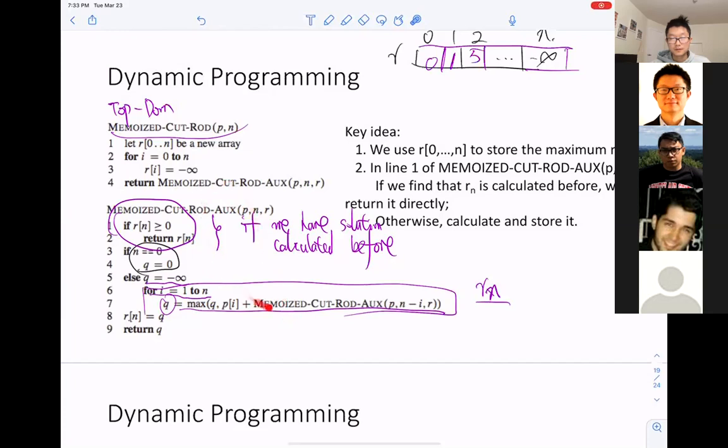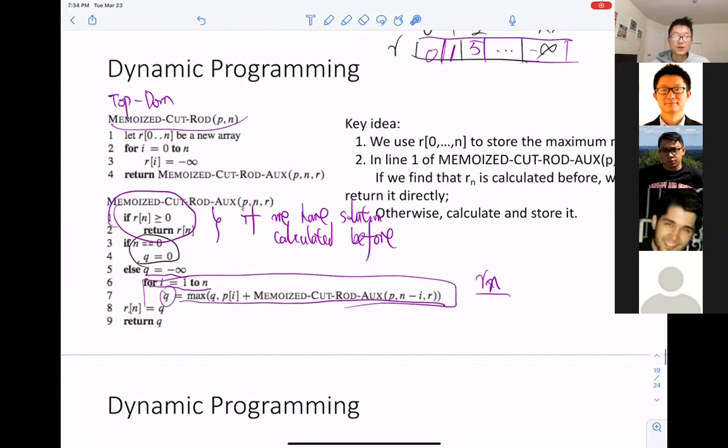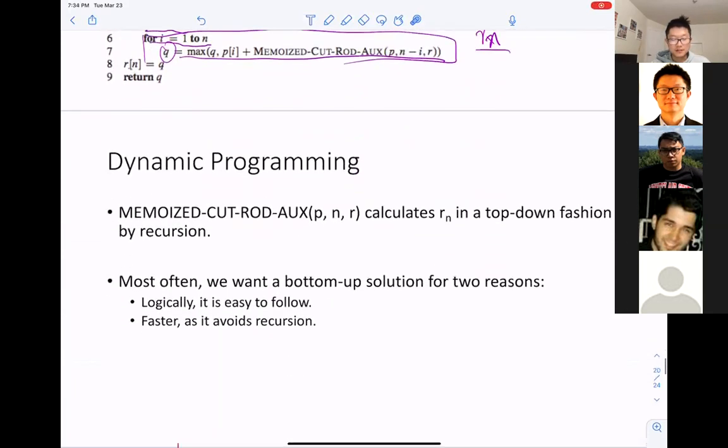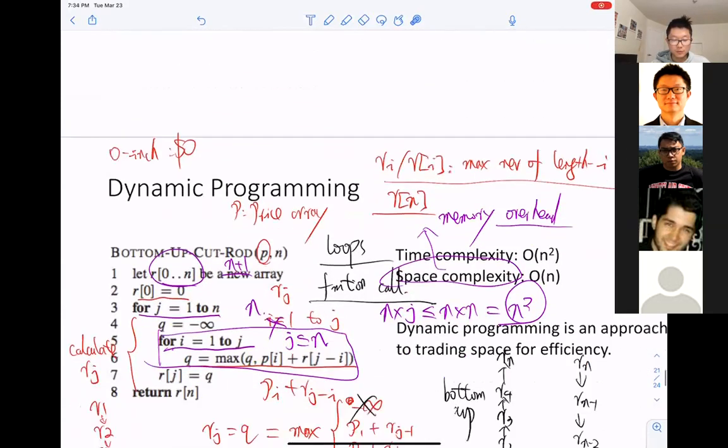I see. So we want to avoid recursion. But conceptually, theoretically, top down makes more sense. It's easier for us to understand, but it's more difficult for us to debug. In the engineering world, we always choose bottom up because it is iterative.